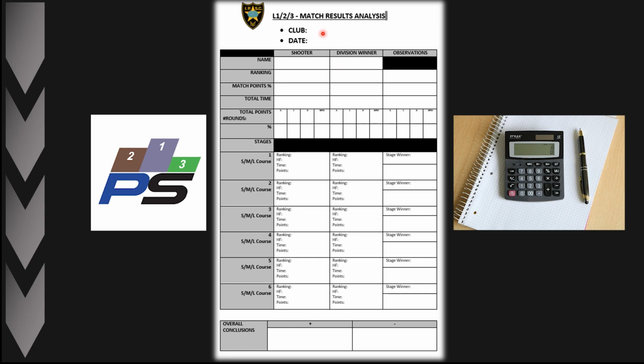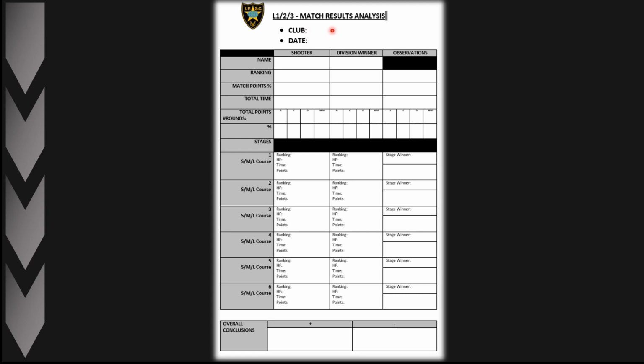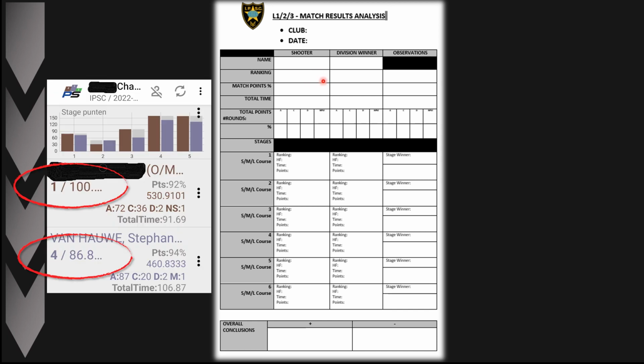To calculate a couple of things, I note down the club where I shot the match as well as the date, and then you see 3 individuals on the overall document. That's myself, the division winner, and then this section actually serves for the analysis per stage and the stage winner, which I'll come on to later on. So my name, the division winner name, then the ranking, did I score 4th, 5th, 7th, 1st, 2nd versus the division winner, which obviously is 1st.